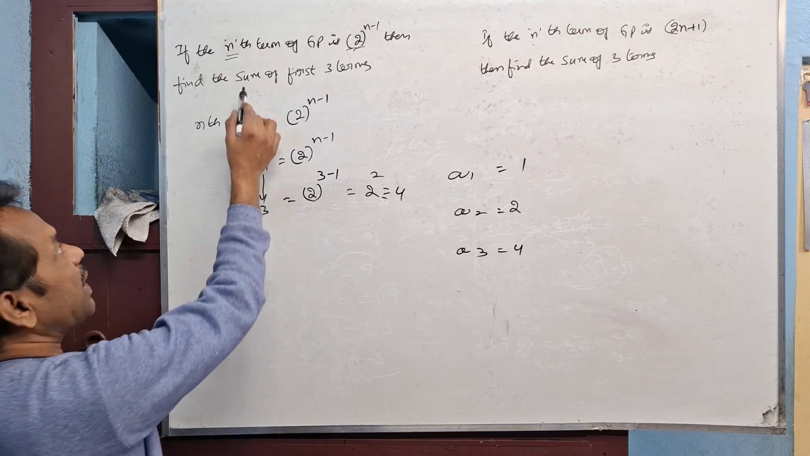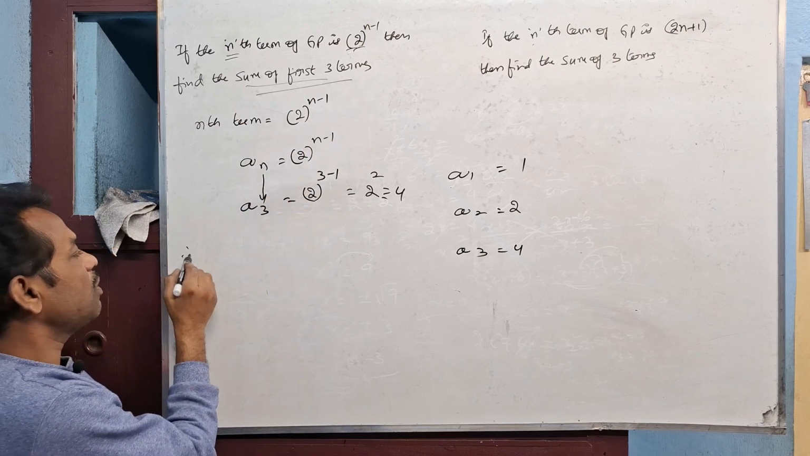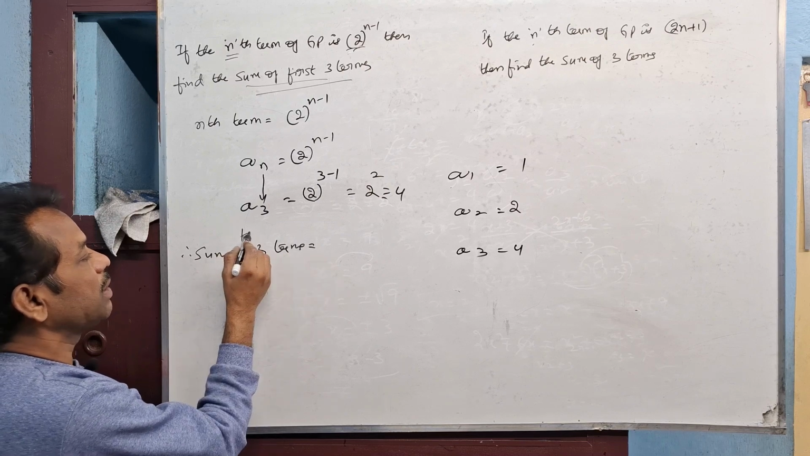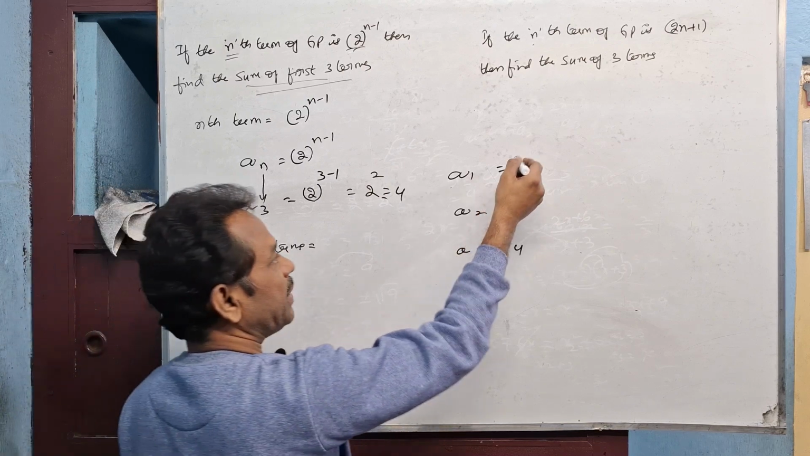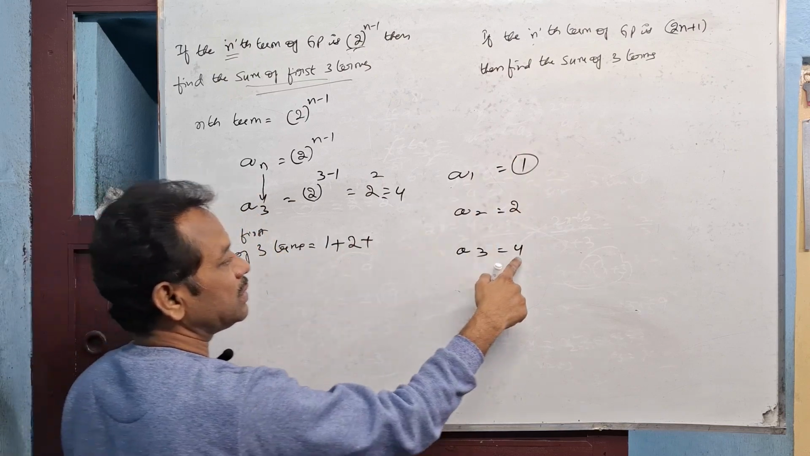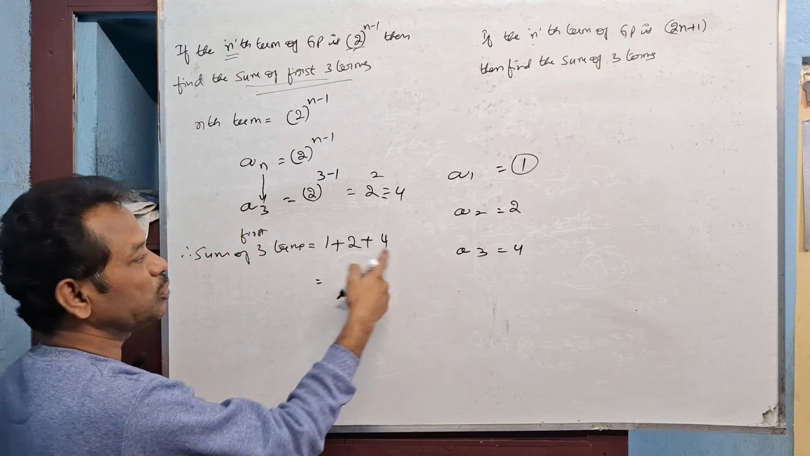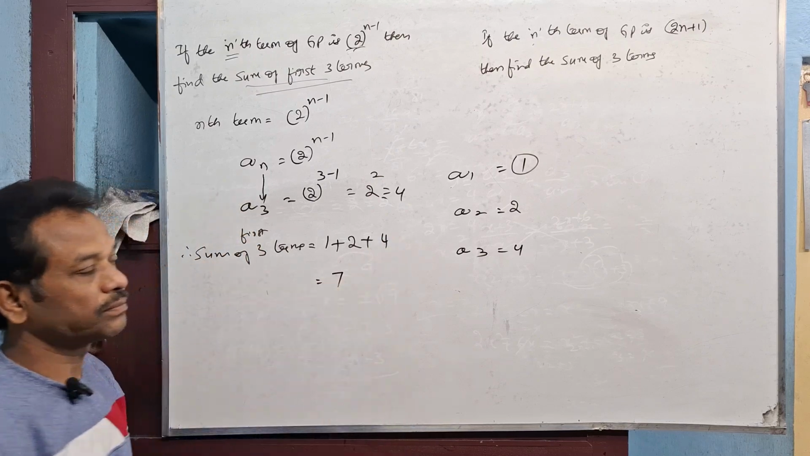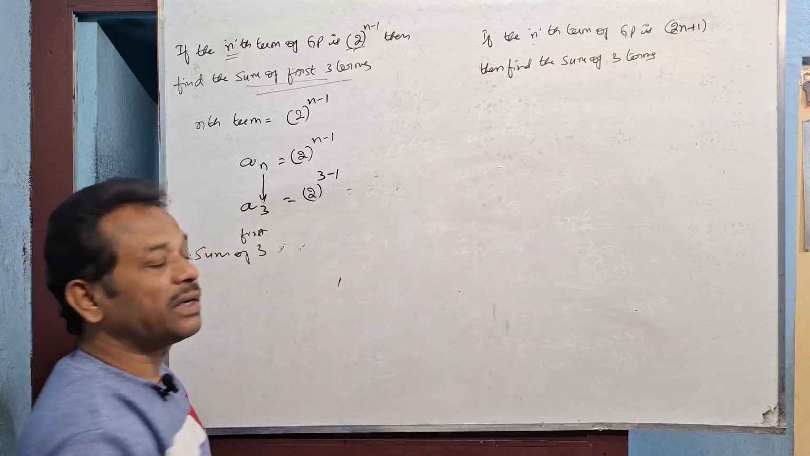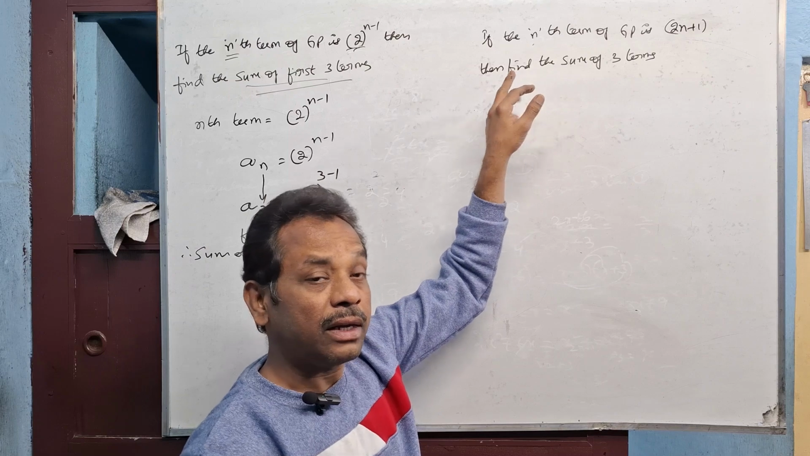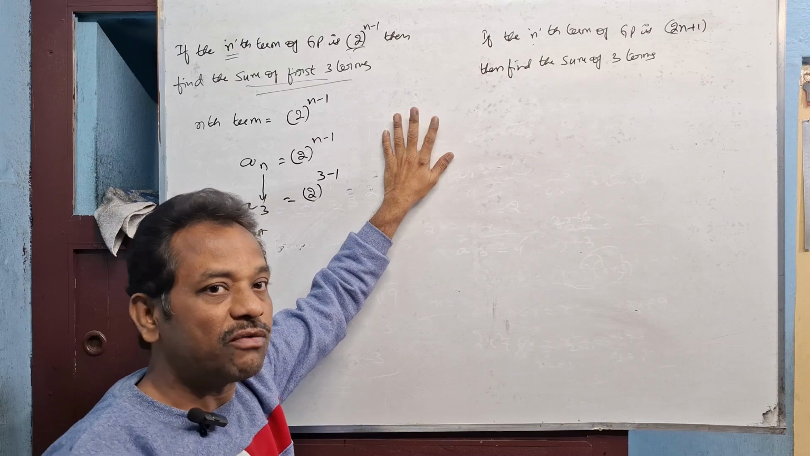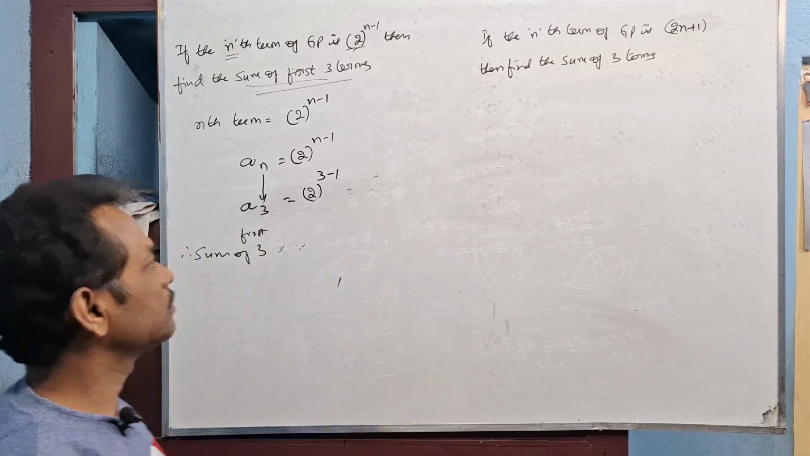My question is, find the sum of first three terms. So the sum of the first three terms is equal to, our first term is 1 plus the second term is 2 plus the third term is 4. So 1 plus 2 plus 4 is 7. Now just pause this video and try this question and write your answer in the comment section. Once you got your answer, verify with my answer.